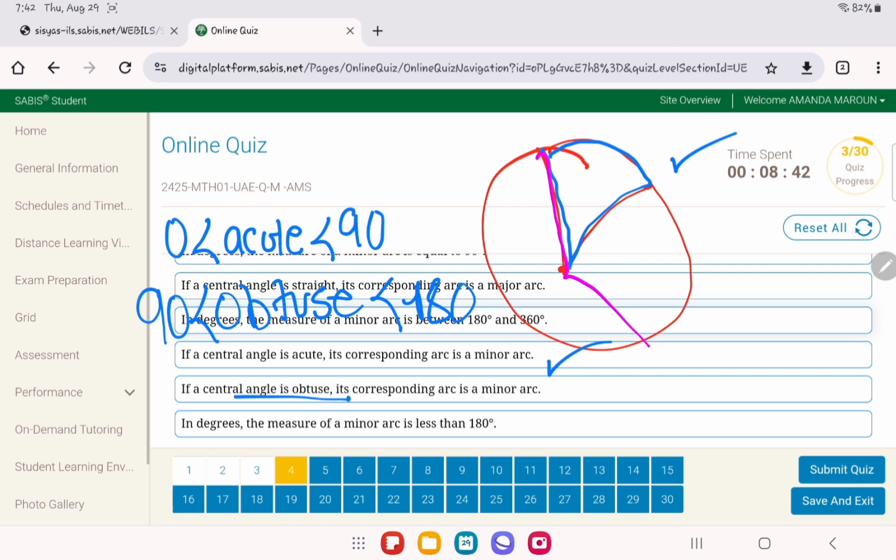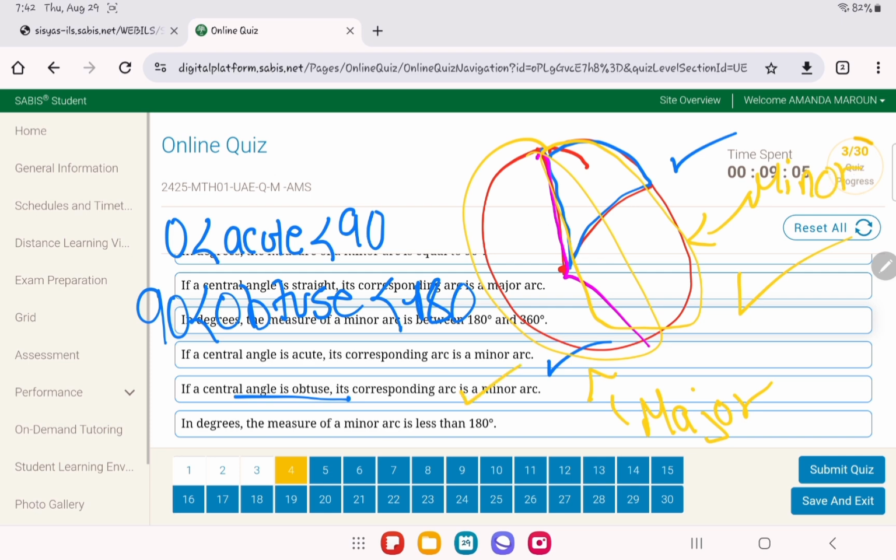The corresponding arc is a minor arc. Is it a minor arc? Is this a minor arc? Yes, it is, because this over here is still bigger than it. It still has a bigger value than it. Here is the major and here is the minor. So yes, this is also correct.